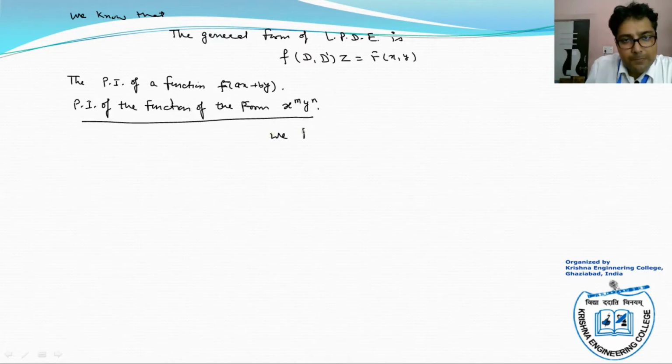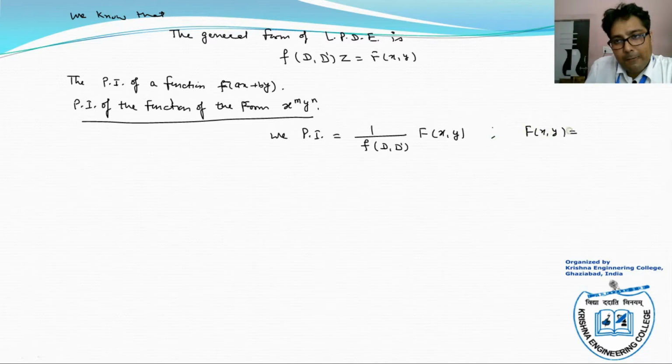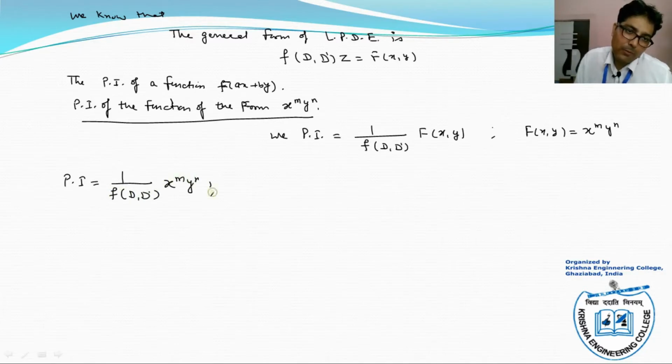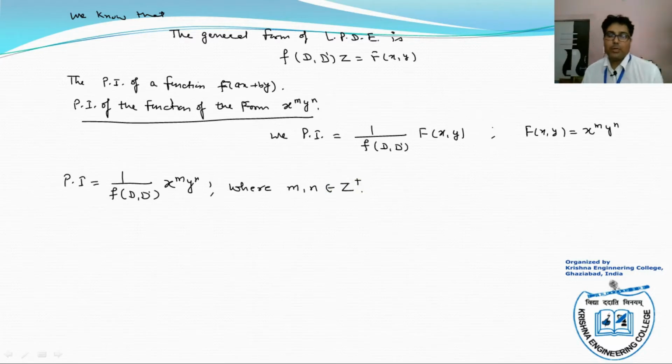We have PI is 1 upon f of D, D dash equal to f of x, y, but the value of f of x, y is x to the power m into y to the power n. Clear? So PI is 1 upon f of D, D dash, x to the power m into y to the power n, where m and n are positive integers. Here two possibilities arise.